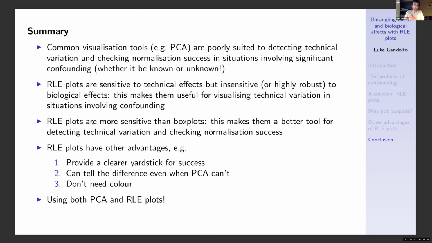So in summary, common visualization tools, for instance, PCA, are poorly suited to detecting technical variability and checking normalization success in situations involving significant confounding, whether they be known or unknown.